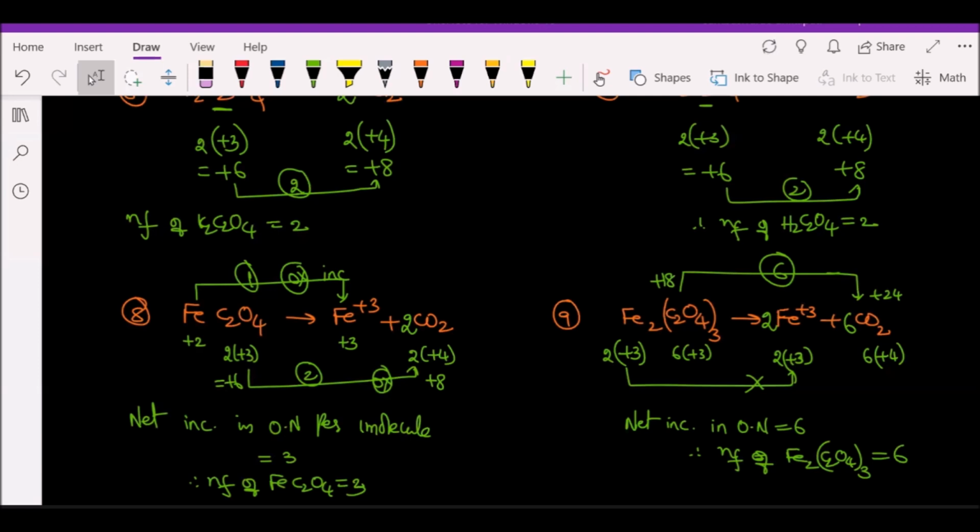Every time you have to check only one aspect, Mr. Divit. The thing is, consider one molecule of reactant. For that, what is the overall increase or decrease in oxidation number? That will be the N factor. That's enough. Yes, sir. Okay, sir.